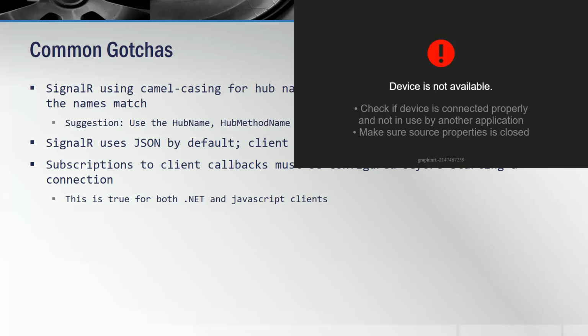The other one, and this is another one that gets folks a lot too, is the subscriptions to the client callbacks. You'll notice in both our JavaScript code and in our WPF code, we set the on handler for whatever before we actually called connect. You have to subscribe before you connect.